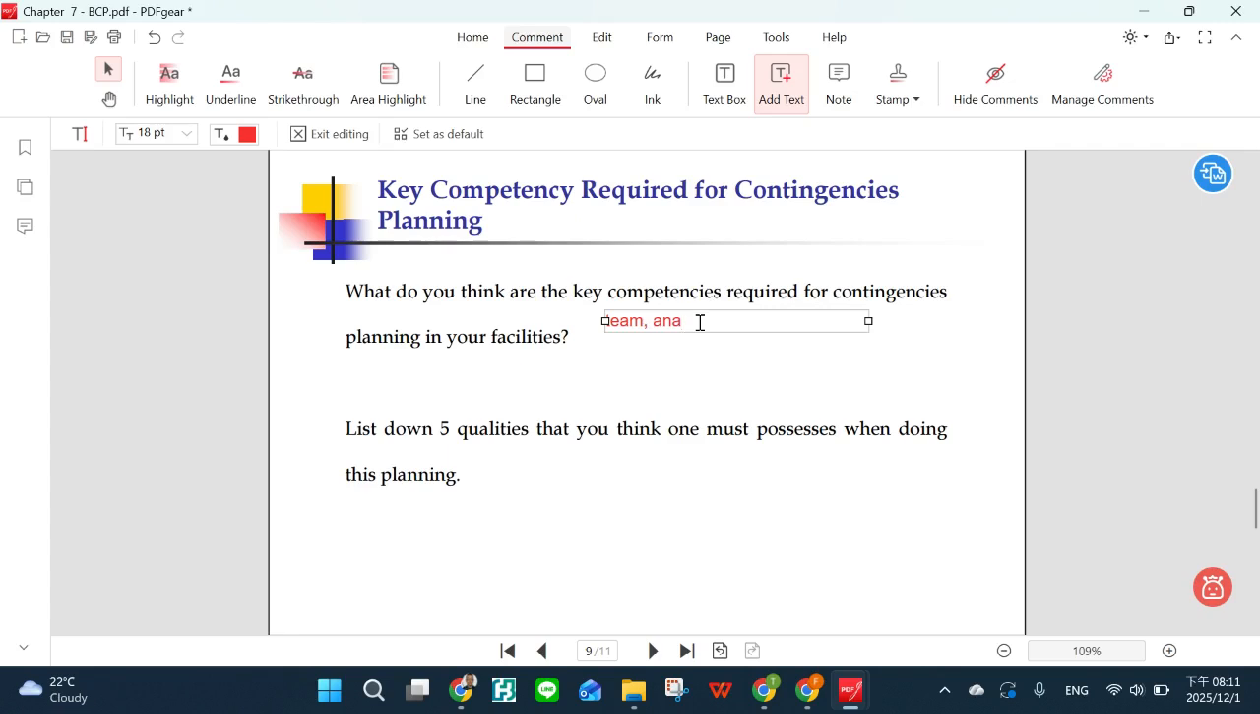But if you are a newbie, you just started work, you don't know about BCP, you can also use ChatGPT. Sometimes we didn't have that, but now, like I say, the internet is so powerful. You can just key it in and you have the answer.